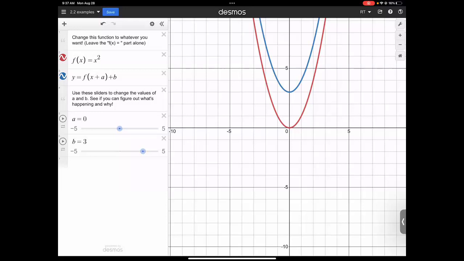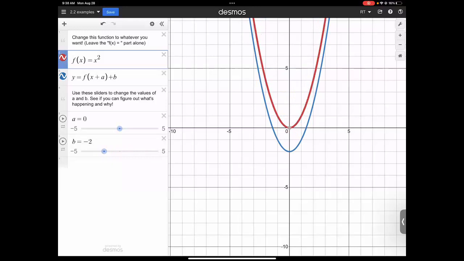But hopefully, over the next few days, as we do a bunch of examples and you do homework and stuff, it'll start to click into place. So if I let B be negative or subtract something, it's going to move it down in the same way. And again, how far it moves matches what that value is, which is good news, of course.